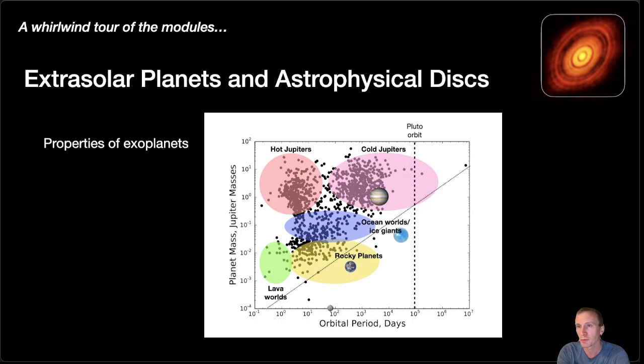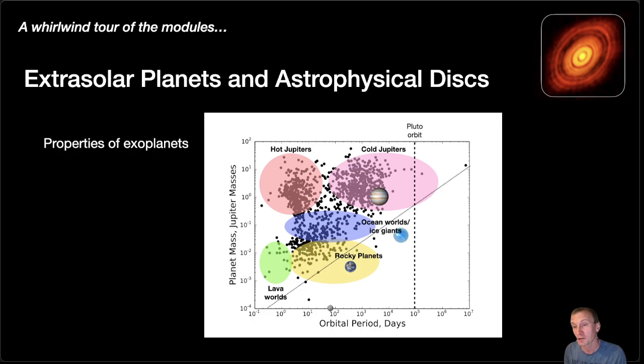Extrasolar planets and astrophysical disks. So this is looking at the properties of planets. In the last decade, the number of planets we've discovered has exploded to more than 5,000. So this plot just shows how massive the planets are and how far they are from the star. Essentially, it's written down as orbital period, but that's kind of the same thing. And you can see what we've got here: the Earth. This is Jupiter. There's Mercury, and so there's a really wide range of properties of planets that we've discovered now, and we want to understand that.